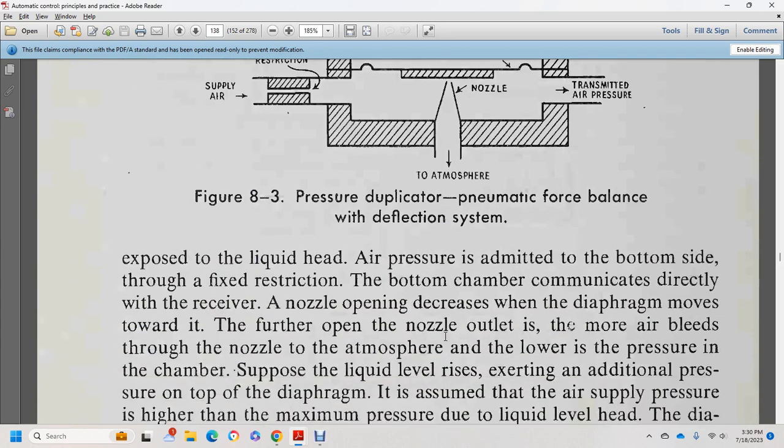The air pressure emitted with the bottom side of the diaphragm, through the fixed restriction, allows the bottom chamber to communicate directly with the receiver of the nozzle. Open the nozzle with the diaphragm and move it toward it further, opening the nozzle outlet so that more of the air bleeds through the nozzle to the atmosphere.